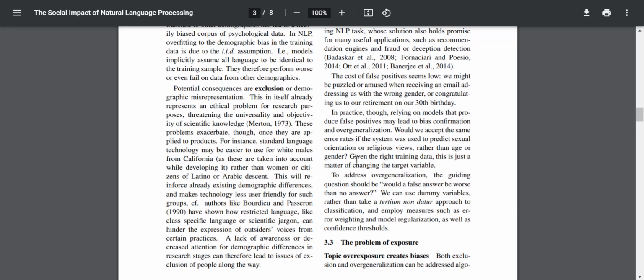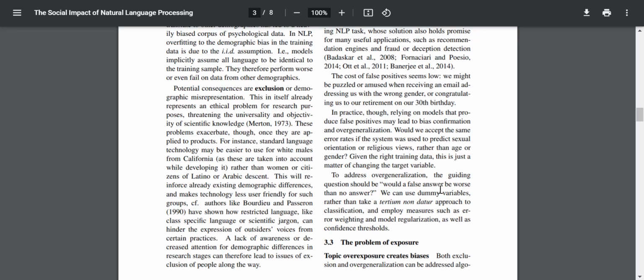Would we accept the same error rates if the system was to predict sexual orientation or religious views rather than age or gender? Given the right training data, this is just a matter of changing the target variable. True. So what they're trying to say is this might lead to some inherent bias in the model itself. If the model is overtrained on data which is skewed, then the model will learn more about the skewed data. So to address overgeneralization, the guiding question should be: would a false answer be worse than no answer?